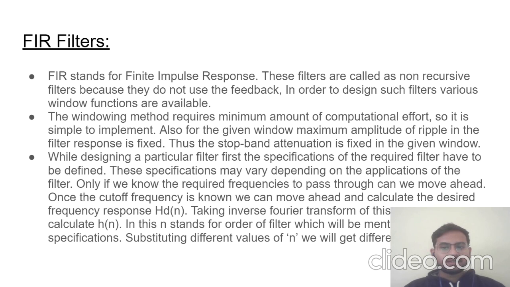While designing a particular filter, first the specification of the required filter has to be defined. This specification may vary depending on the application of the filter. Only if we know the required frequencies to pass through, we can move ahead. Once the cutoff frequency is known, we can calculate the desired frequency response Hd of n. Taking the inverse Fourier transform of the response, we can calculate h of n. In this, n stands for the order of the filter, which will be mentioned in the specification. Substituting different values of n, we will get different values of h of n.